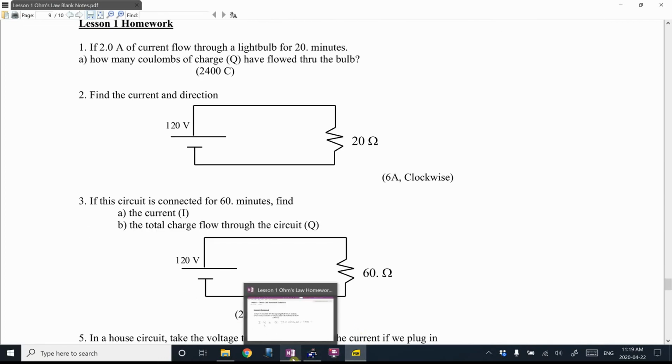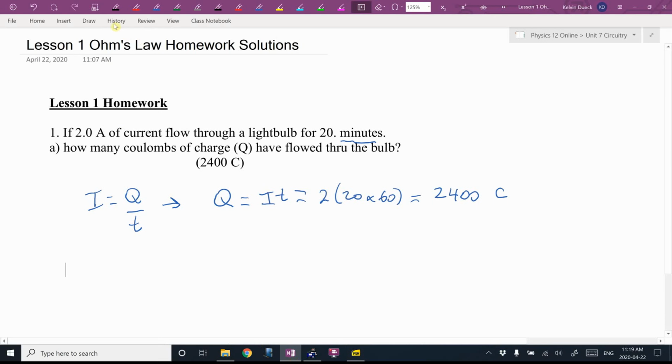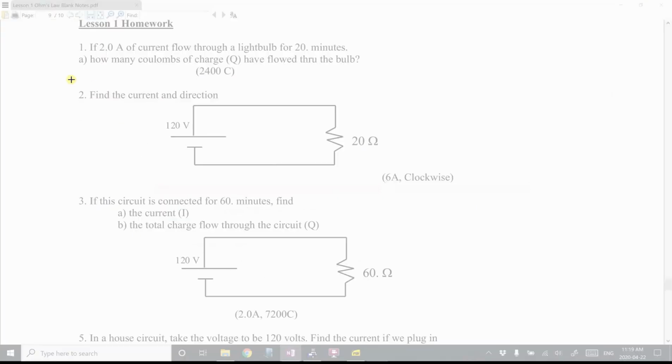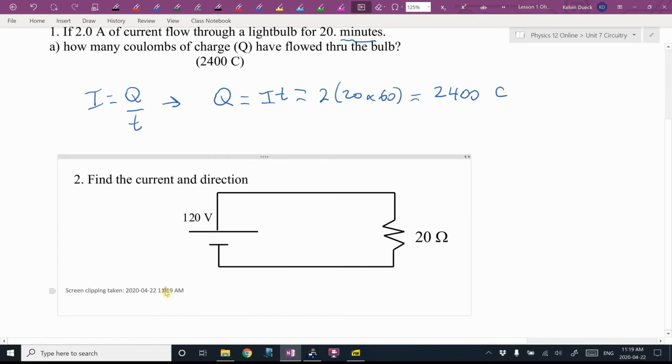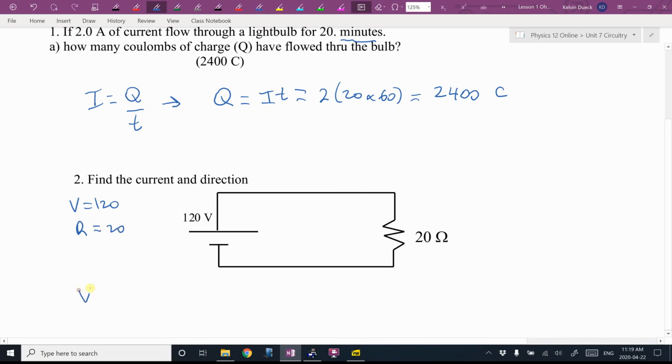Number 2 says find the current and the direction. Okay. So current, well, I know that V is 120. I know that the resistance is 20. We have V equals I times R. This is Ohm's law. So I equals V over R. It's going to be 120 divided by 20. This is going to be 6 amps.